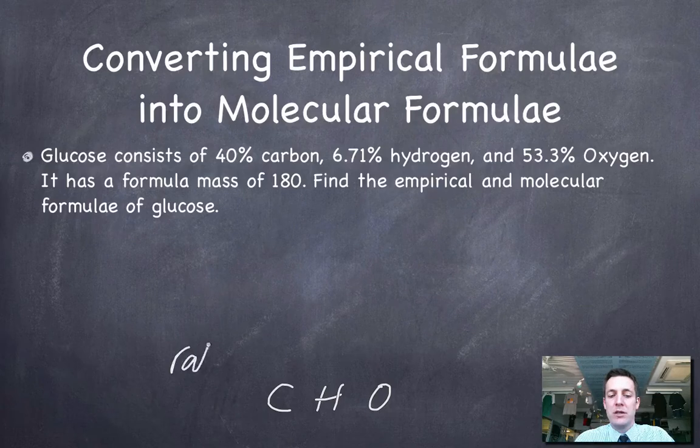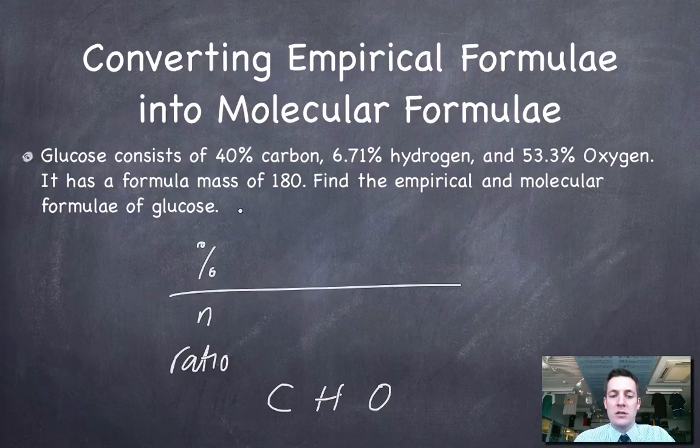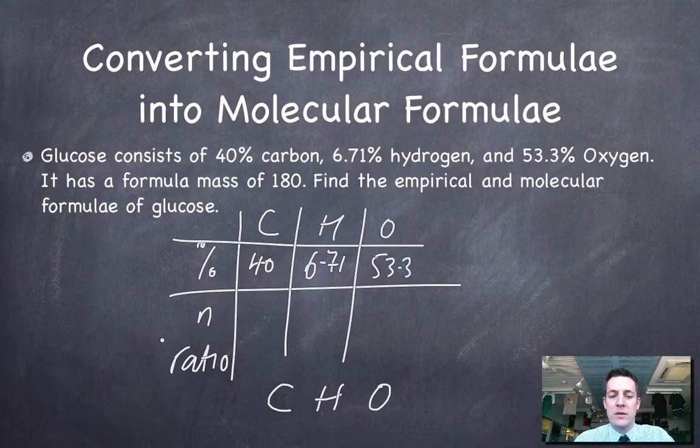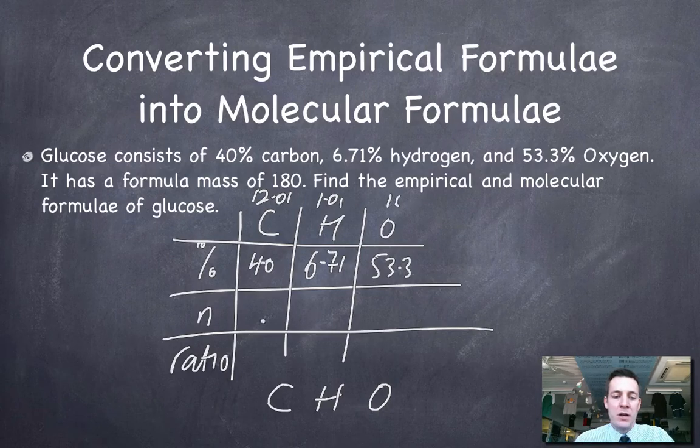So we need a ratio, we need the number of moles. We're given the percentages, but remember we can just treat those as masses. Okay, so organising my information in a table as usual with carbon, hydrogen and oxygen. I've got 40% of that, 6.71% of that, and 53.3% of oxygen. So if I divide these by the molar masses, remembering that carbon is 12.01, hydrogen is 1.01, oxygen is 16, divide these 3 numbers by those 3 numbers.